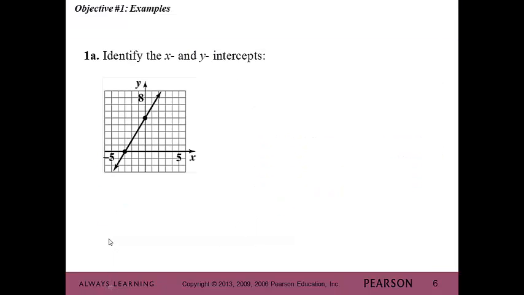So let's identify the x and y-intercepts. Well, the x-intercept is a point that crosses the x-axis, and the y-intercept is a point that crosses the y-axis. So here's the x-axis, it goes left to right. There's the origin, that makes that -1, -2, -3. So the x-intercept is -3, 0. And the y-intercept is 5. So that should be 0, 5.